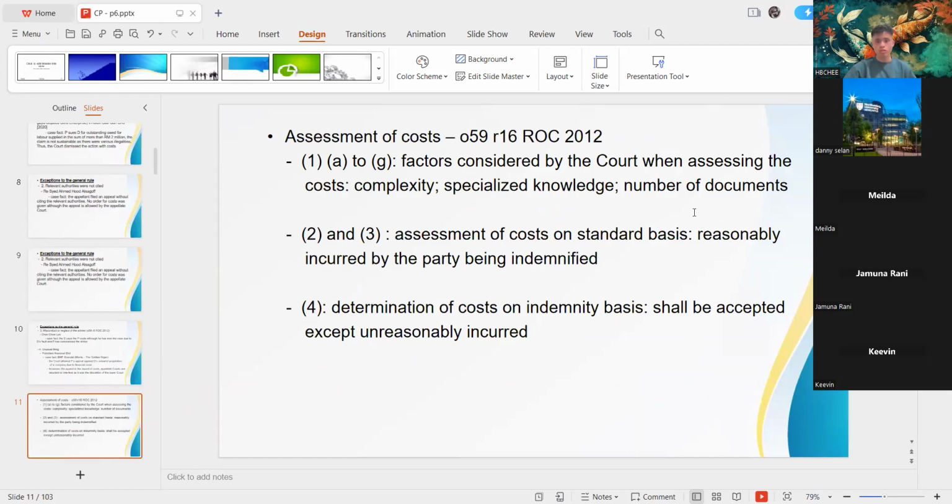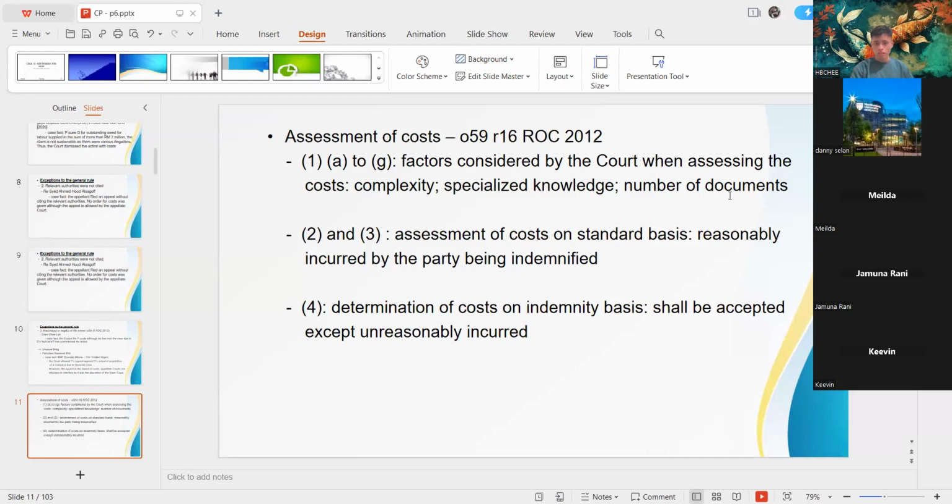Okay, now it comes to assessment of cost. The assessment of cost is like, how does the calculation work out? According to Order 59, Rule 16, the factors considered by the court when assessing the cost are the complexity of the case, whether there is any specialized knowledge involved, and the number of documents. Basically this refers to the workload that the court is handling.